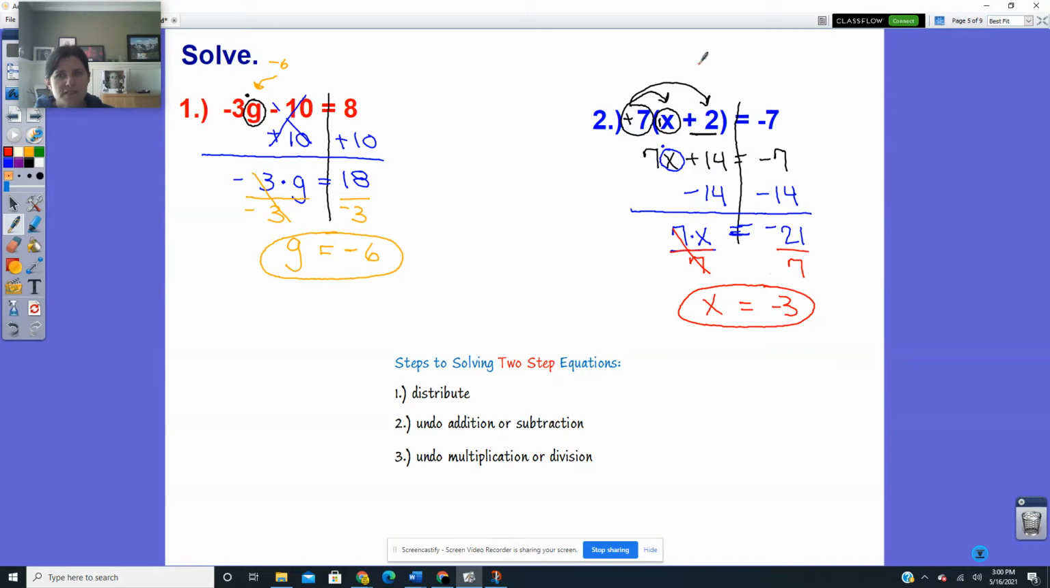So again, if I were to substitute a negative 3 in here for x, this side would equal negative 7. So now that you reviewed solving two-step equations, we'd like you to do the practice, check your answers, and then work on your retake.